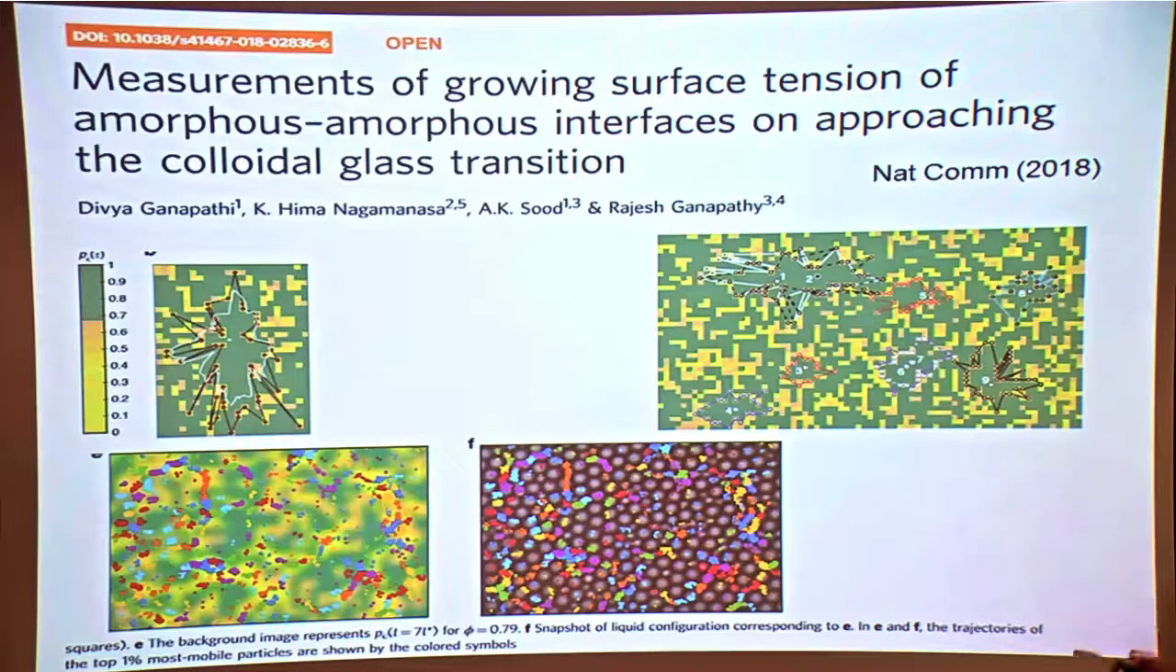So I will not give you all the details, but what we are saying is you can identify without any external potential the particles which are pinned. They are self-pinned. Around that, you calculate what is called a persistence function, and you can define a beautiful region which separates the two regions. And this is the interface which fluctuates. And this fluctuation is governed by a surface tension, which grows as you go to the glass transition.